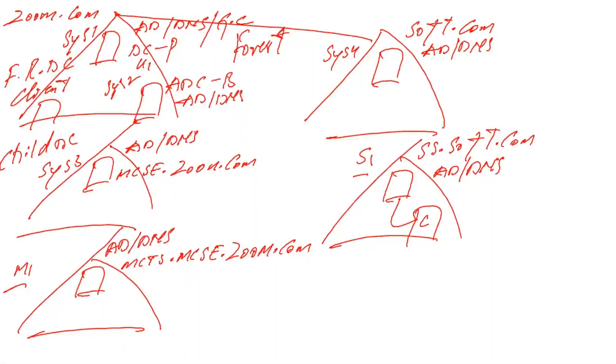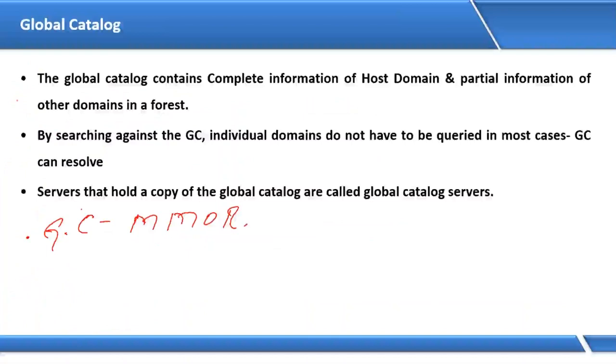So it means wherever the global catalog service is available, that server has its own domain's complete information. It's also called the host domain. And it has partial information of other domains present in the forest. That's why you can see the first line written here: the global catalog contains the complete information of the host domain, where the global catalog service is running, and partial information of other domains present in my forest. Okay, but actually what is the use of global catalog service?